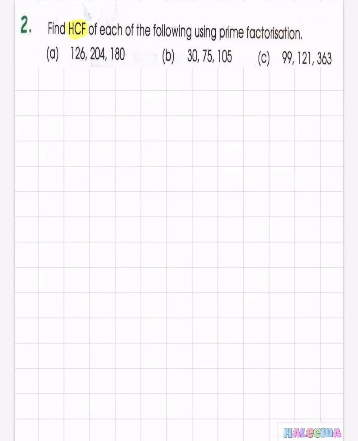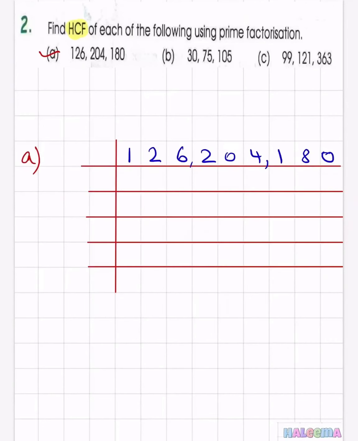All right. In this question, we have to find the HCF again, but the only difference is that we have 3 numbers now, right? I'm just going to do part A for you. The other 2 are homework. Practice it at home and be honest to yourself. Okay. All these numbers are divisible by 2.